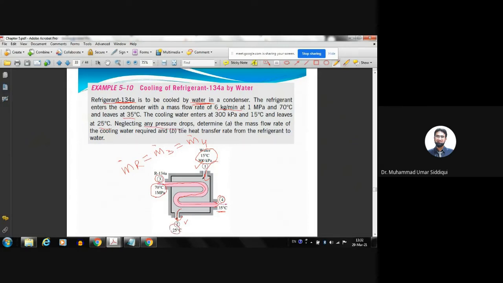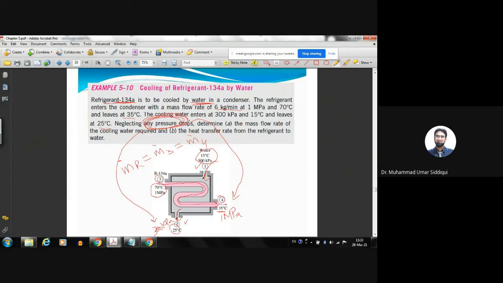Neglecting any pressure drop. This is a very important and significant sentence. What does it mean? It means whatever the pressure is at the inlet is the same as the pressure at the outlet. So the refrigerant is entering at 1 megapascal and is also leaving at 1 megapascal. Similarly, water is entering at 300 kilopascal and is also leaving at 300 kilopascal. Why? Because we are neglecting pressure drop.